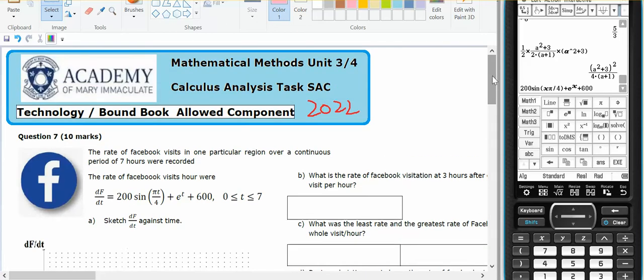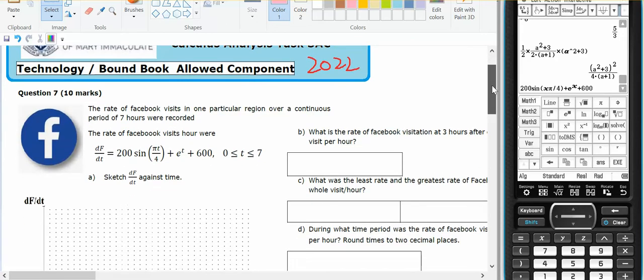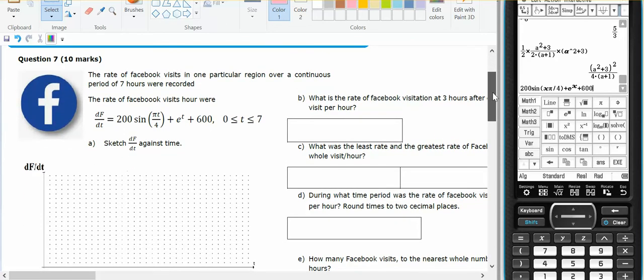This is for methods. It's question number 7 in the 2022 Tech Allowed Integration SAC. So we have this rate of change. It's the rate of Facebook visits per hour. So it's a rate question. So I've got to be careful that when I give my answers, it's about the rate, and that graph is about the rate and you're asked to sketch it.